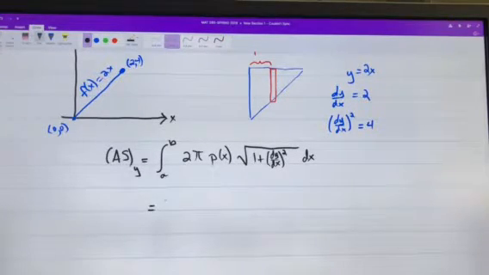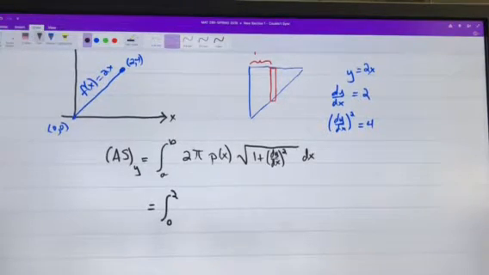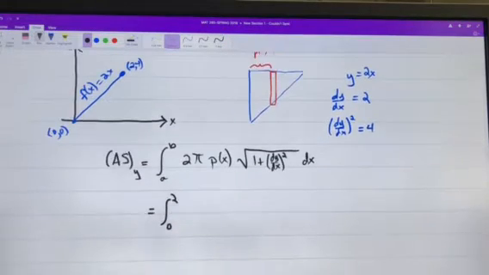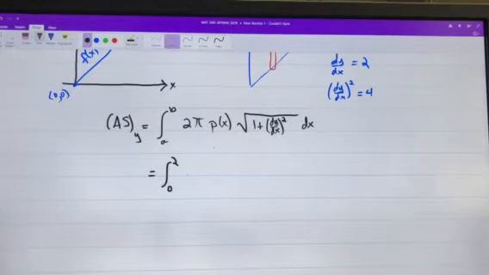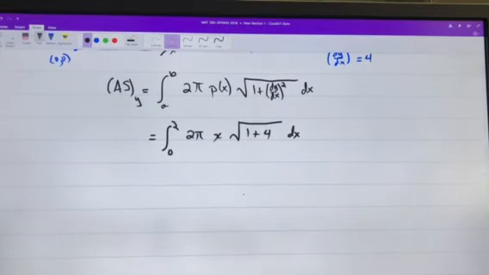Once again, we have the limits of integration, so I'm going from x equal to 0 to x is equal to 2. And once again, we have p of x is equal to x. So I have 2 pi times x, times the square root of 1 plus 4 dx, going from 0 to 2. So I have 2 pi x times the square root of 5 dx.